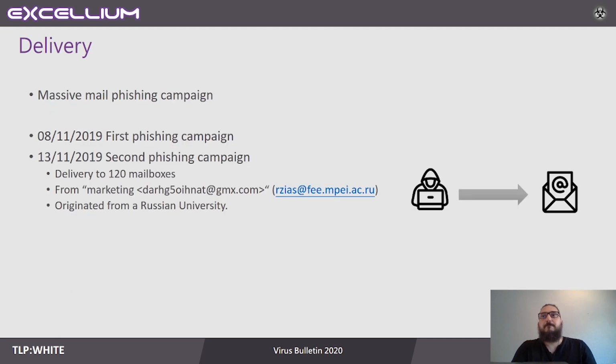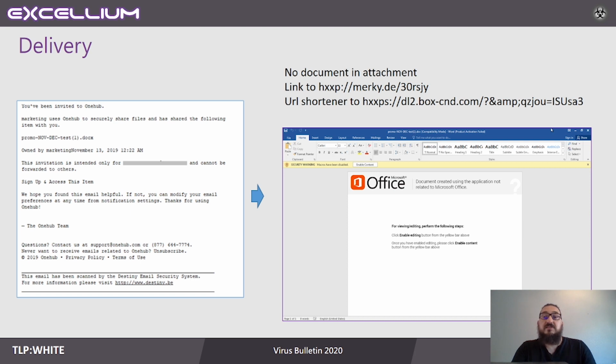So what happened? It began with a massive phishing campaign. There were two massive campaigns, each delivering to more than 100 mailboxes. The campaigns were a week apart, and were injected by using an open relay of a Russian university. The mail didn't contain any files, only links and an invitation to OneHub. OneHub is a file sharing platform, like Dropbox, for example.